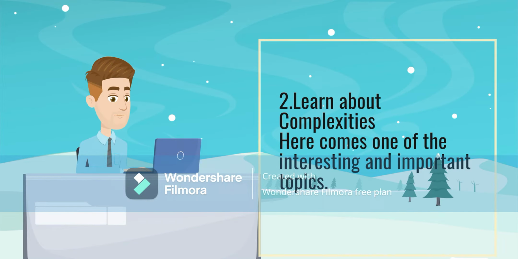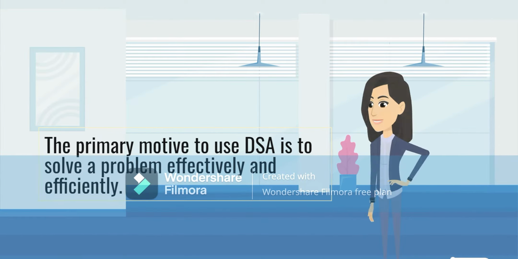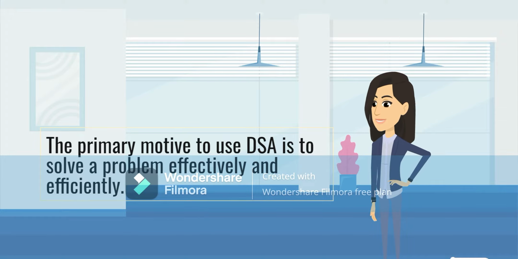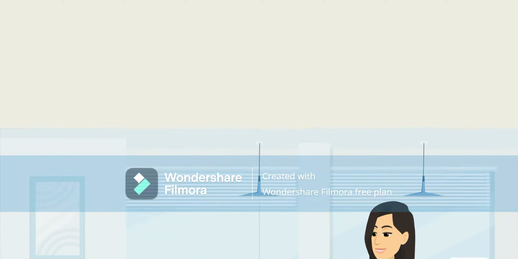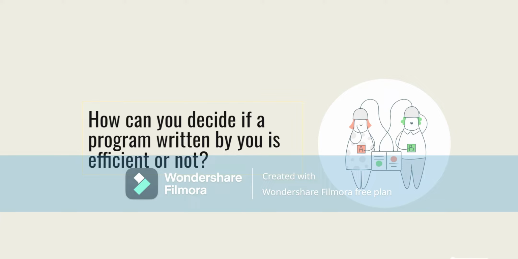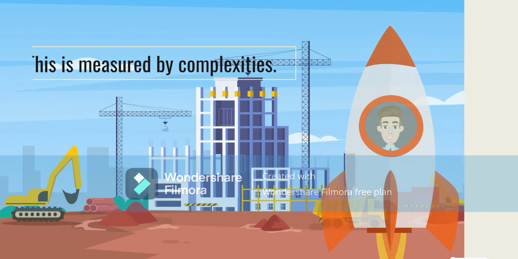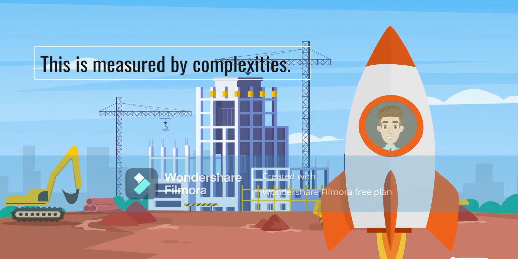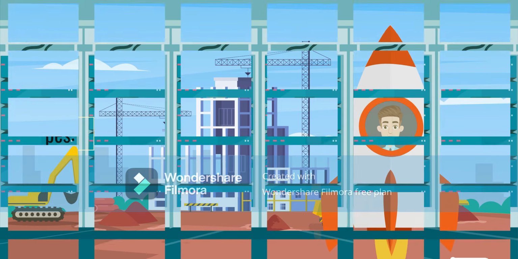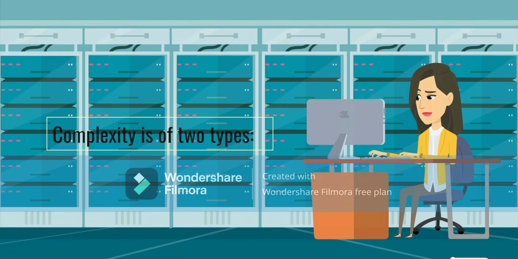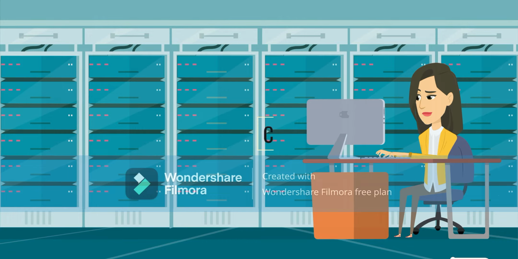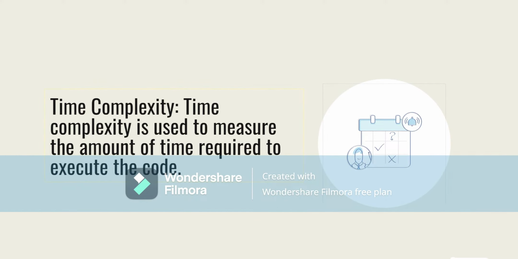2. Learn about complexities. Here comes one of the interesting and important topics. The primary motive to use DSA is to solve a problem effectively and efficiently. How can you decide if a program written by you is efficient or not? This is measured by complexities. Complexity is of 2 types. Time complexity. Time complexity is used to measure the amount of time required to execute the code.